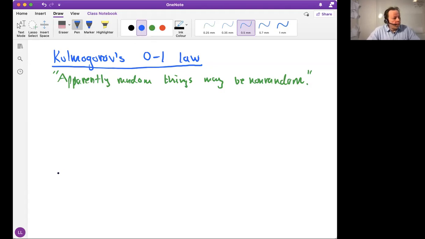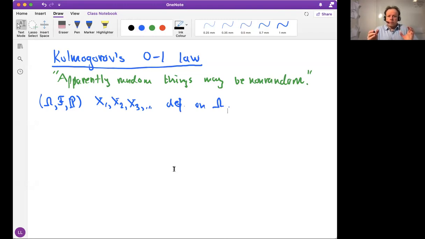So maybe we'll start with some definitions. And what we will study today is, of course, a probability space. And we use the usual notation: some set omega, some sigma algebra on omega, and some probability measure on the sigma algebra. And we assume that we have some random variables, X1, X2, etc., defined on omega.